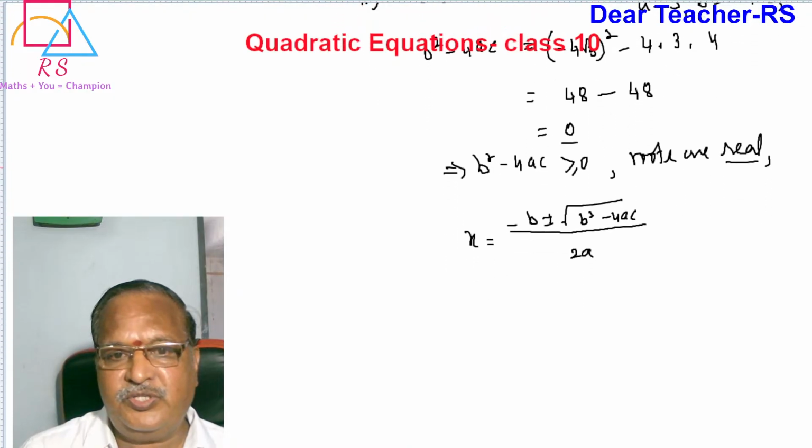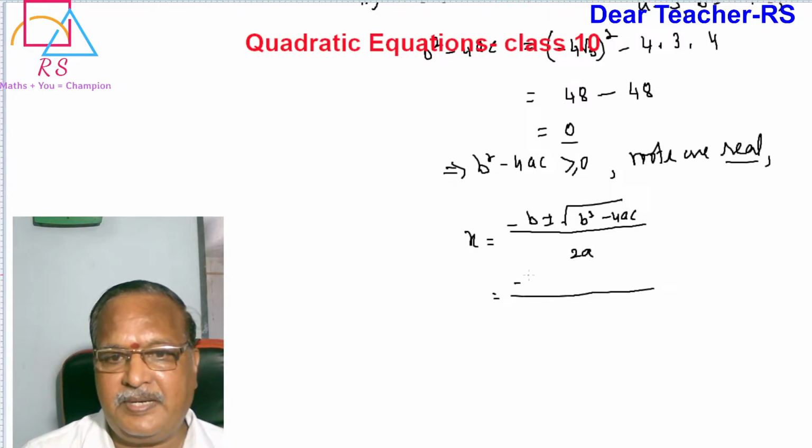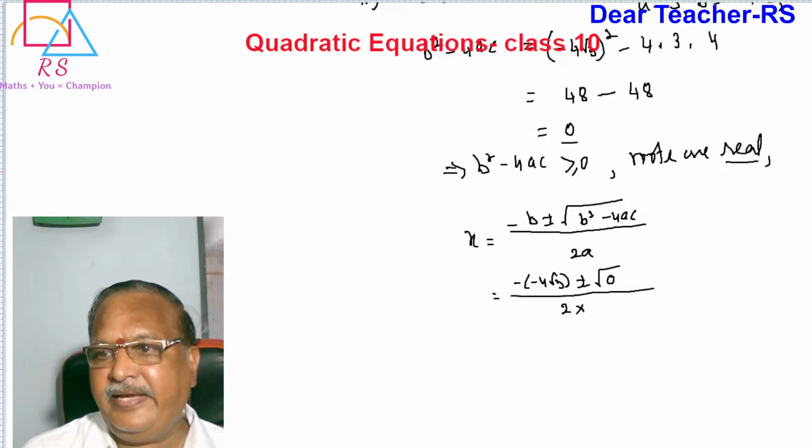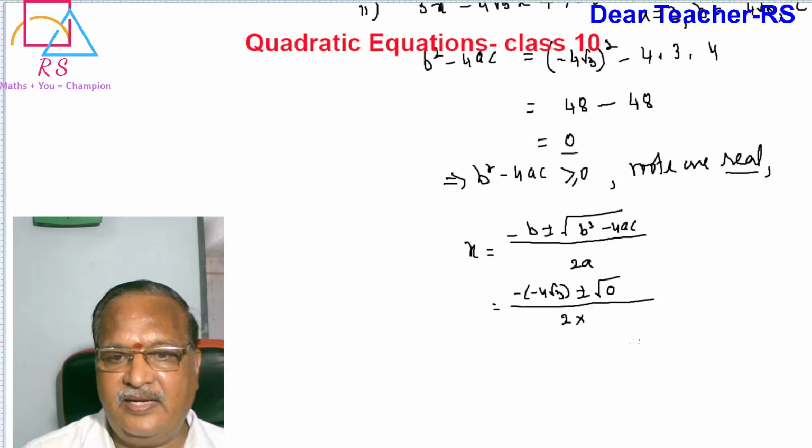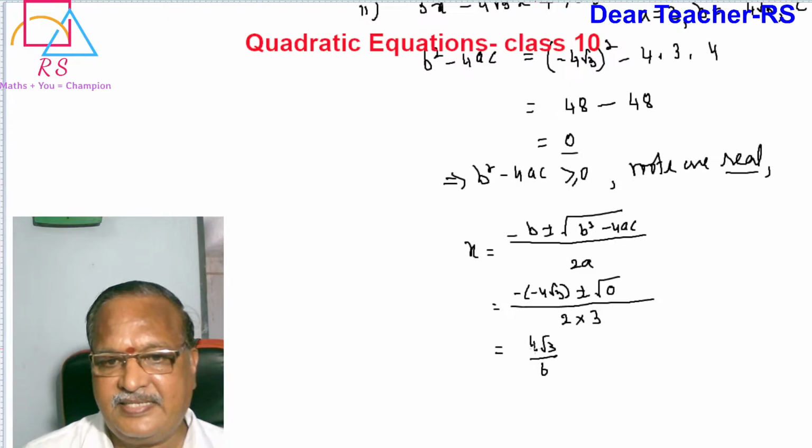Okay, so then what happens? x is equal to minus b, which is minus of minus 4 root 3, plus or minus square root of b square minus 4ac, we got 0, and 2 into a is how much? 6. So a is equal to 3. So then what happened? 4 root 3 by 6. So 2 and 3, it is 2 by 3 root 3.